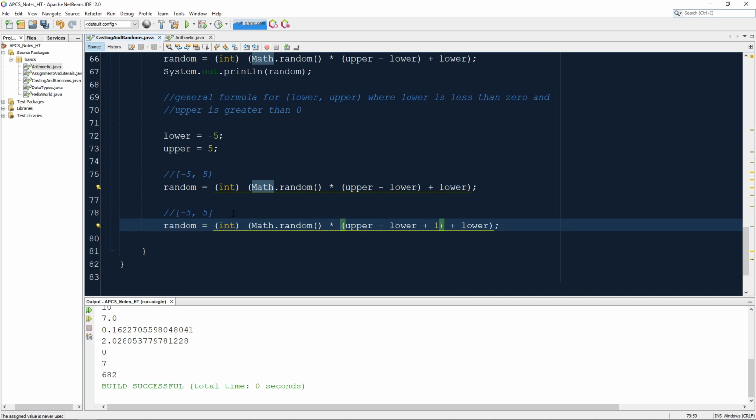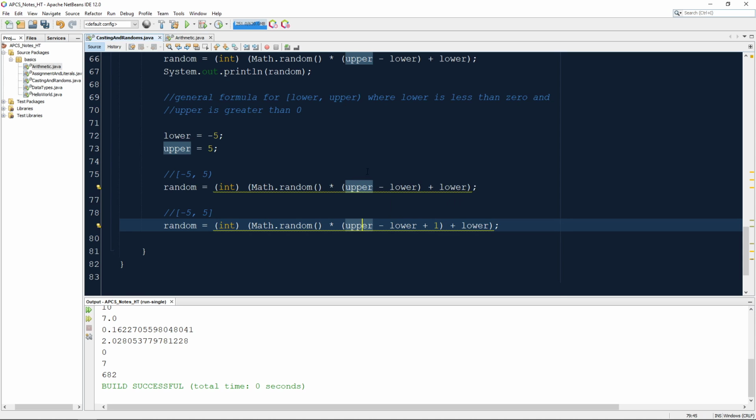So let's do the lower bound. 0 times anything is 0. 0 plus -5 is -5. The lower bound is still easy and correct. The upper bound. So here we go. 0.9 repeating times 5 minus -5 is 10. Plus 1 is 11. 11 plus -5 is 6. 6 times 0.9 repeating is 5.9 repeating. 5.9 repeating cast to an int is 5. So there it is. Our upper bound is 5.